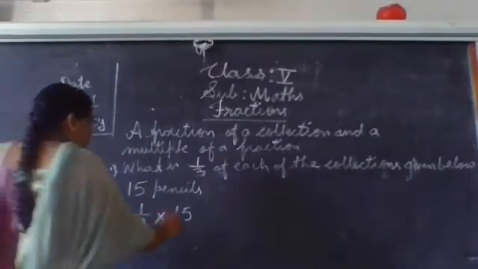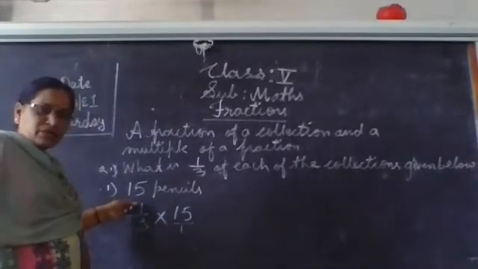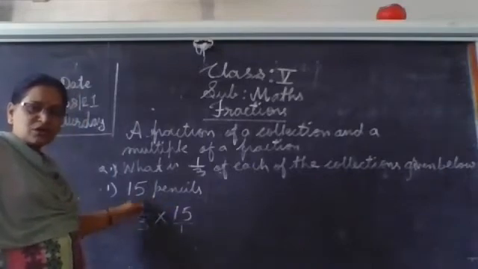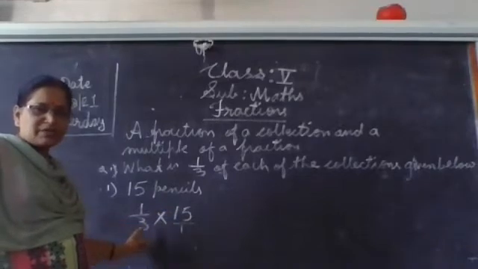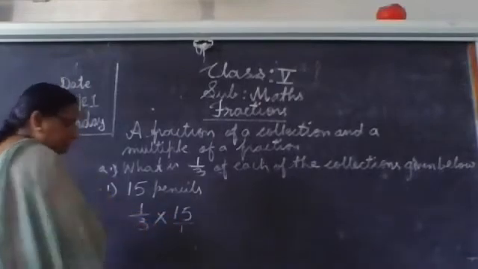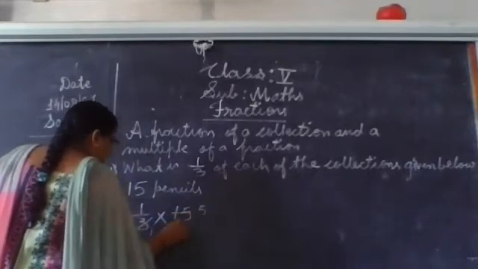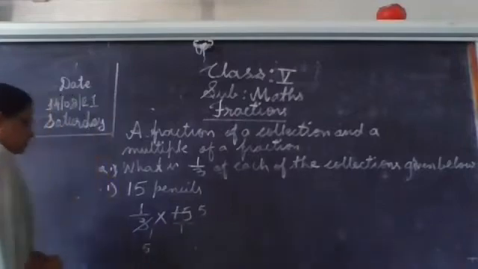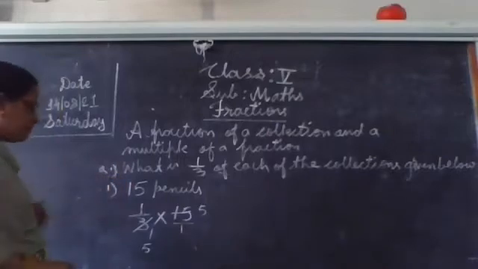So see beta, you can write 15 upon 1 to show the denominator. Now either you can divide numerator and denominator, or you can divide crosswise. Numerator is always multiplied with numerator, and denominator with denominator. So see, 15 is the multiple of 3. So 3 ones are 3, 3 fives are 15, so 5 into 1 is 5, and 1 into 1 is 1. So what is the 1/3 of 15 pencils? 5 pencils.